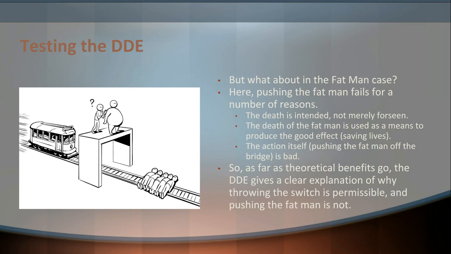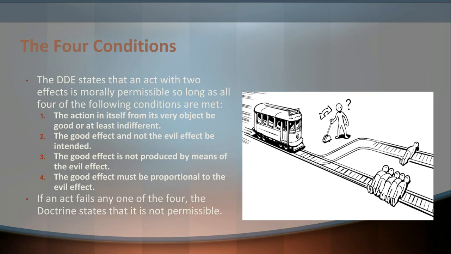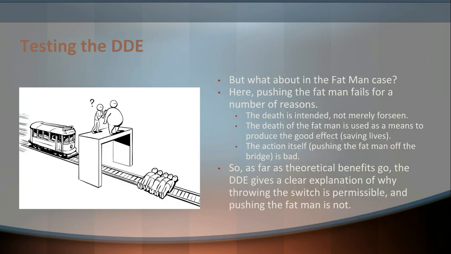So the doctrine of double effect says that the Fat Man scenario and the spur scenario, the one with the sidetrack, even though these two situations are similar, they're quite different morally speaking. And it helps explain why. It says that in the Fat Man scenario, we're trying to do something bad. We're using that bad action to try and produce our good result. And the action itself is just kind of morally screwed up. We shouldn't shove people off bridges.